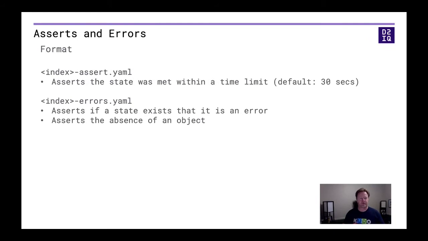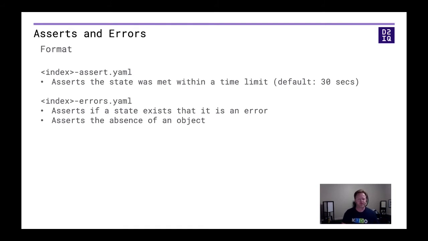And then we have the assert or errors file. Again, an index and the assert, all of the YAML within the assert within a certain period of time. The default is 30 seconds. The state that is defined within the assert file will have to be true. Otherwise, we fail the test. And the errors is just the opposite of that. It's the state of something that should not exist. So you want to test for the absence of something, maybe even the absence of the object even existing.